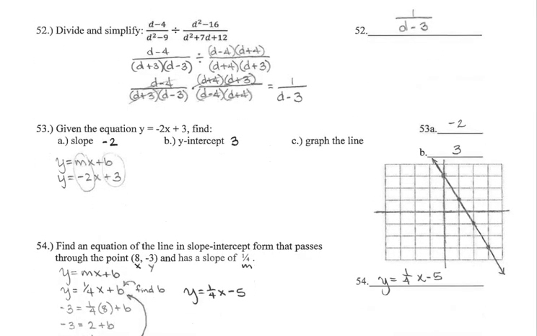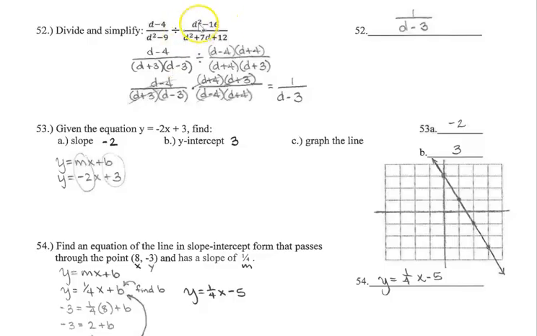All right, then for 52, we are dividing fractions. So remember, when you're dividing fractions, you're going to multiply by the reciprocal. You're going to keep, change, flip. All right, so the first thing that I'm going to do is factor everything. So this guy down here is a difference of squares. I have 2 terms. They're both perfect squares. They're being subtracted. So that's a difference of squares, d plus 3, d minus 3.